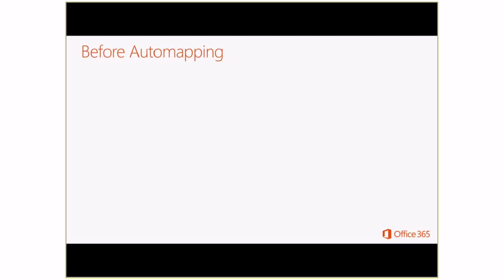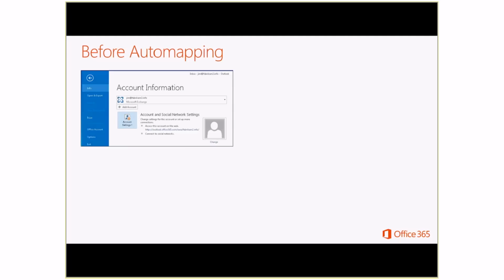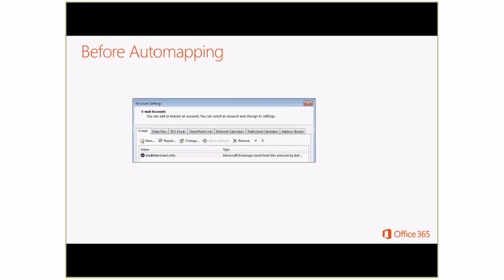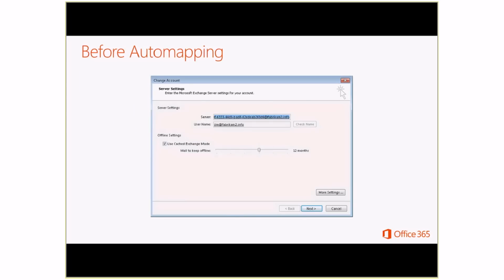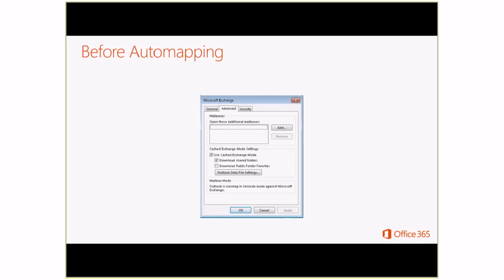So before automapping, a user would have to go into their account settings and click the change button, click the more settings, and then they'd have the option here to add additional mailboxes. And they can add multiple mailboxes through here, and then when they're done, it would be visible in their Outlook.